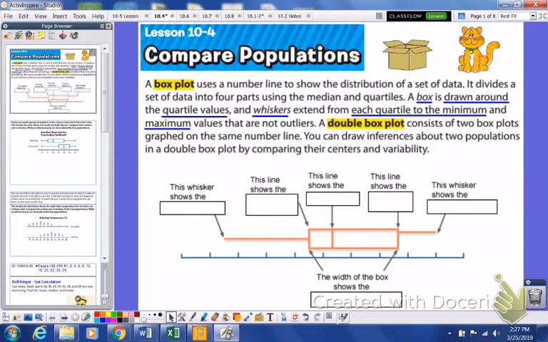Alright guys, so for 10.4, we're going to be talking about comparing populations. Now we compare populations by using what is called a box plot. You have probably seen these before.